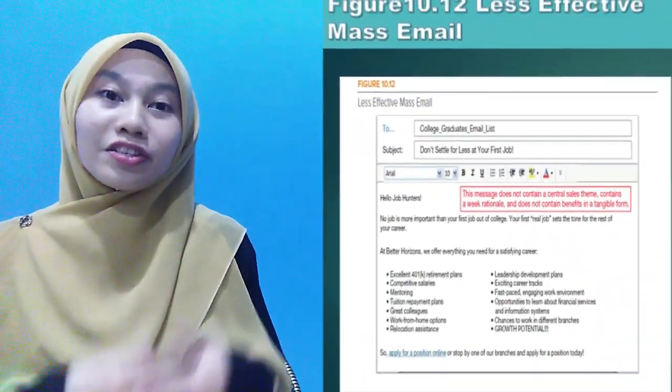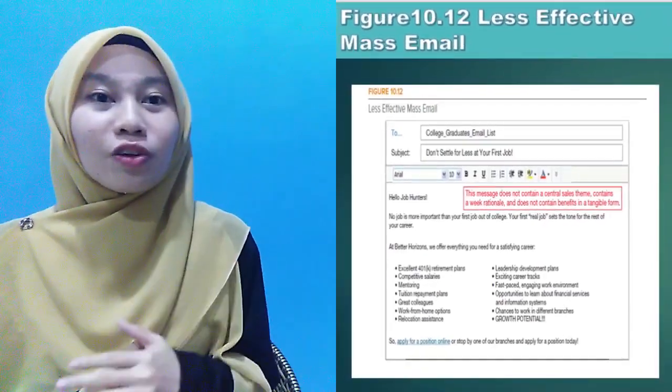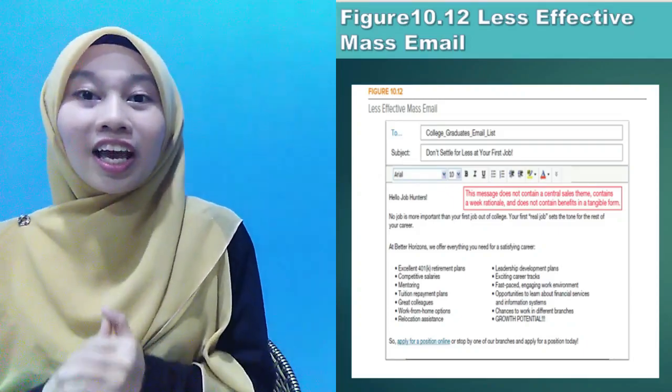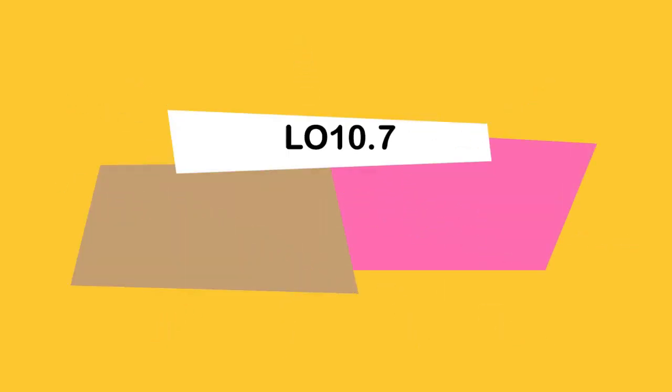Next, here is an example of a less effective message. This message does not contain a central sales theme, contains a weak rationale, and does not contain tangible benefits. Then, I will continue.